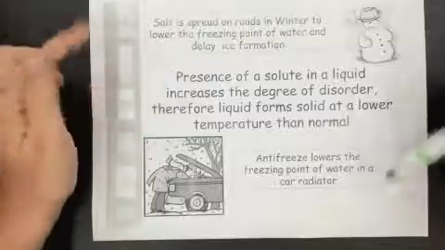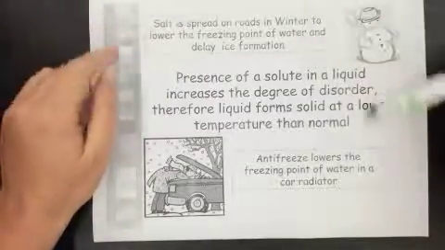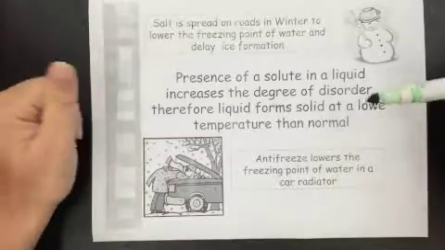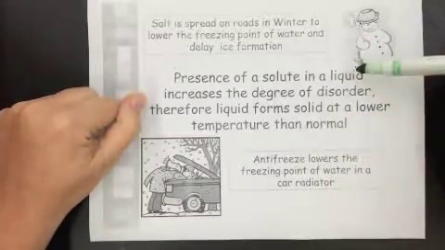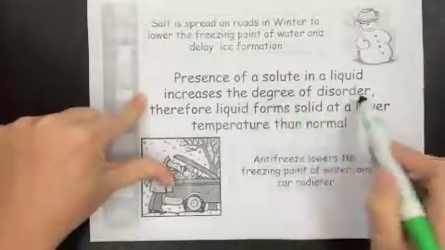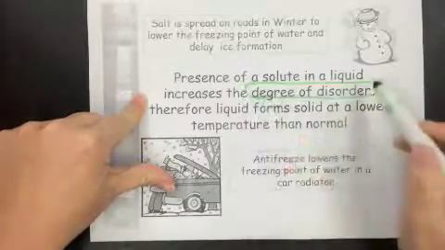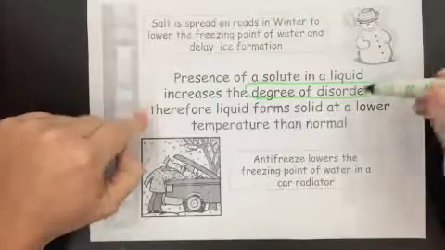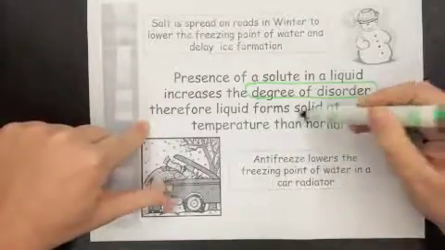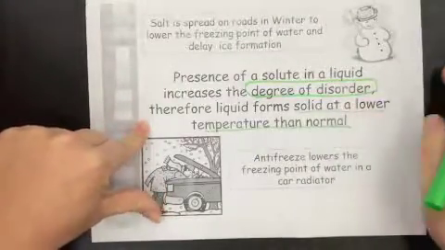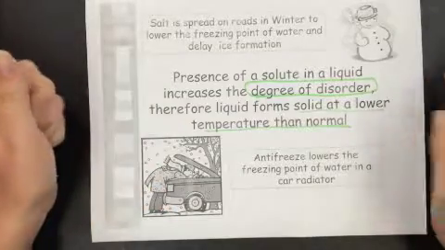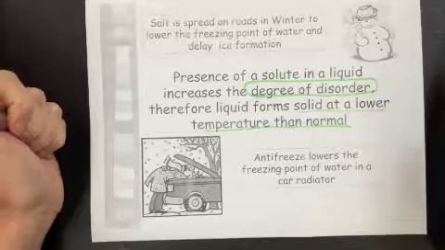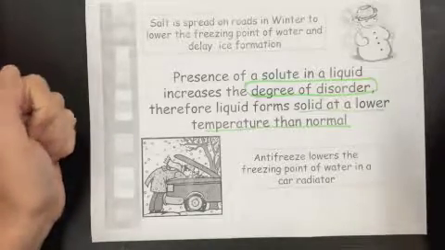So here are some examples, like I said, salt on the roads and antifreeze for your car radiator do the exact same thing. The presence of the solute in a liquid increases the degree of disorder. So this is the entropy piece, because remember, degree of disorder is entropy, therefore the liquid forms a solid at a lower temperature than normal. So again, colligative properties, you have to know how vapor pressure, boiling point, and freezing point change, and you have to know why.